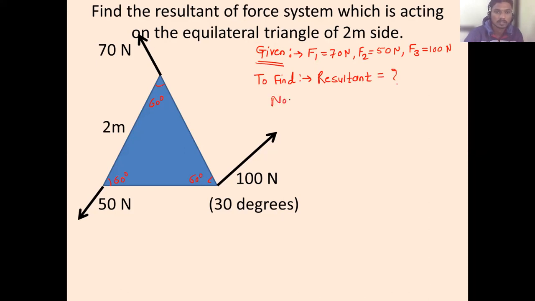Now let us resolve one by one. Resolve 70 Newton. F1 equal to 70 Newton force. Then therefore F1x. But why have I written F1x? What does that stand for? X component. X component of F1 force. Very good. Like this, I want an answer.